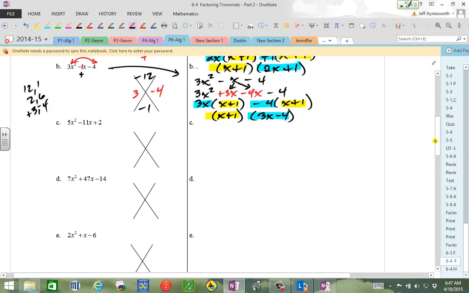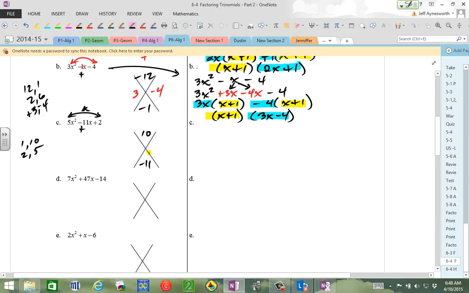So let's try it again. Multiply the 5 and 2. All right, multiply, put a times symbol there. So that's 10. So what two numbers multiply to 10 and add to negative 11? So the factors of 10 are 1 and 10, 2 and 5. Those are the only possibilities, right? Okay, well, let's see. I want the factors that add to negative 11 here.